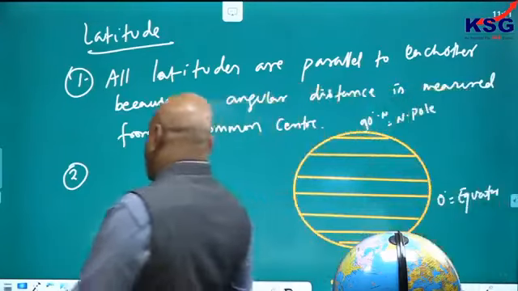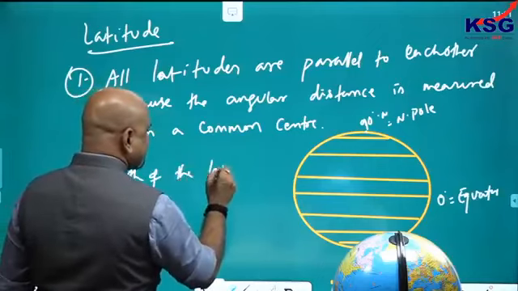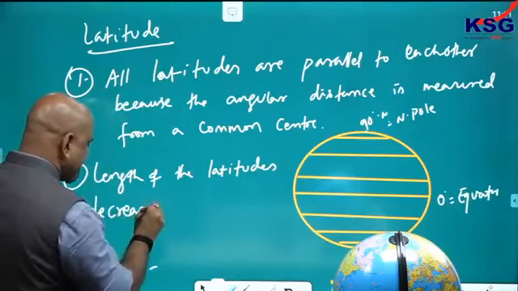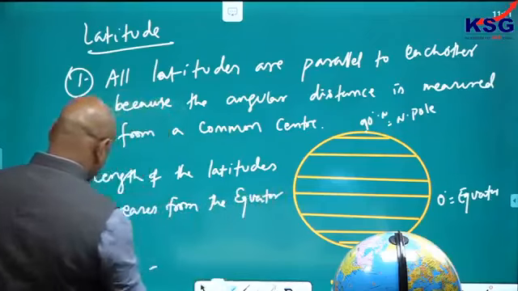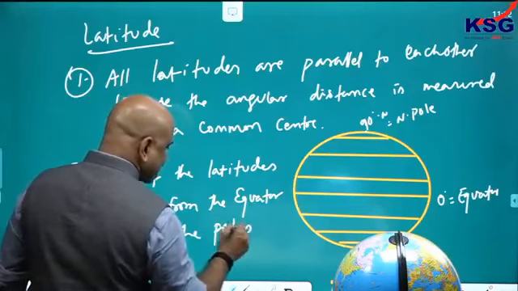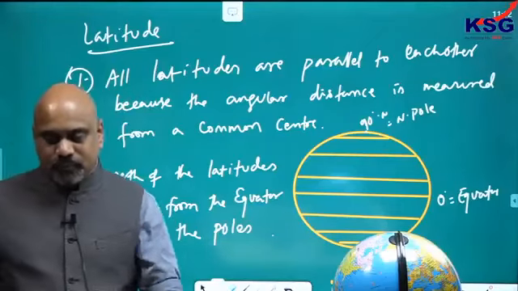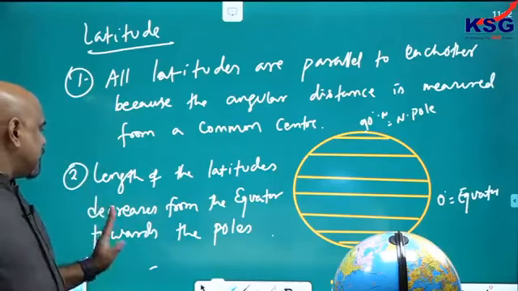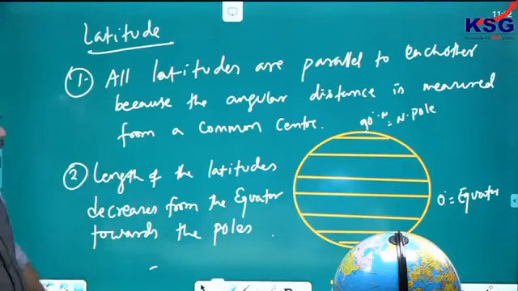I said the length of the latitudes decreases from the equator towards the poles. Length of the latitude decreases from the equator towards the poles.